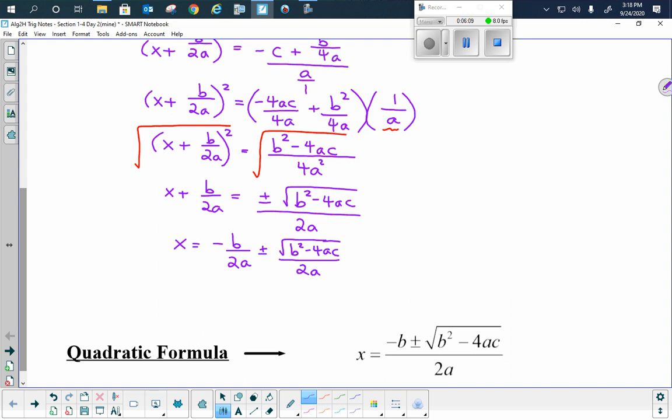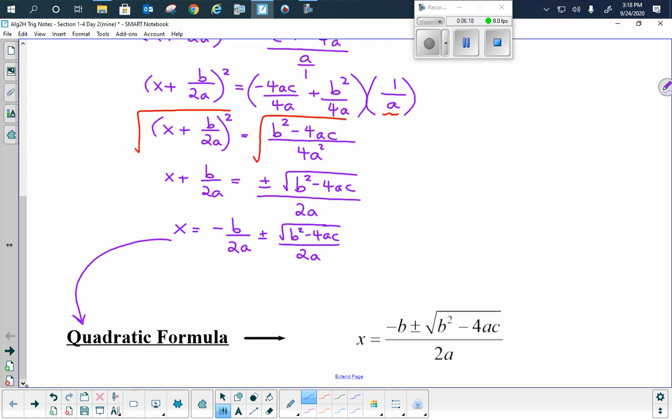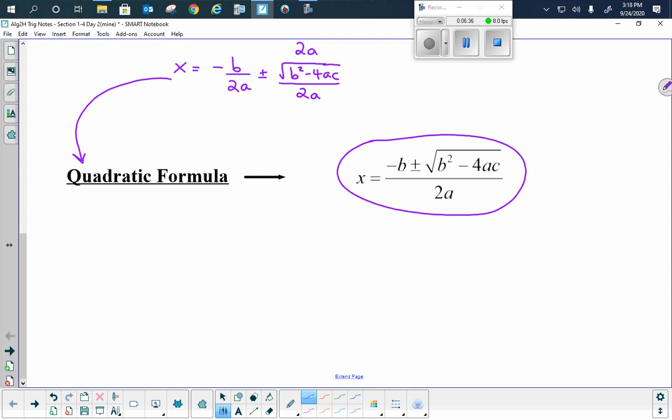And if you combine them, right, so that they're one fraction, you're going to be right here at the quadratic formula. Okay, so definitely you want to have memorized, whether you know how to complete the square to get there or not, your quadratic formula. So the opposite of b plus or minus the square root of b squared minus 4ac all over 2a. Okay. Please don't forget this.